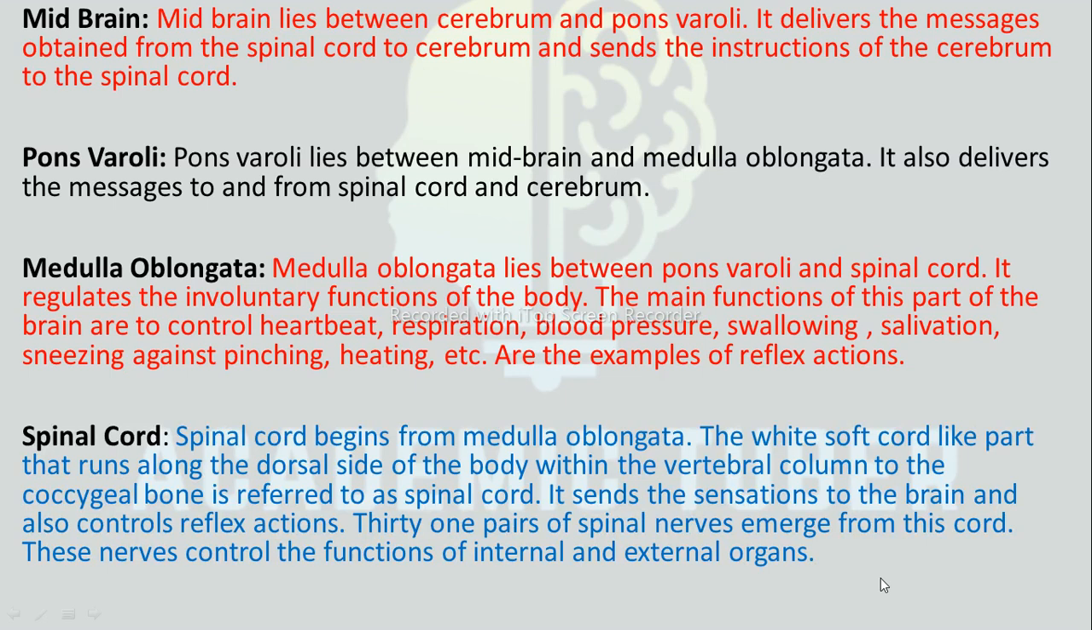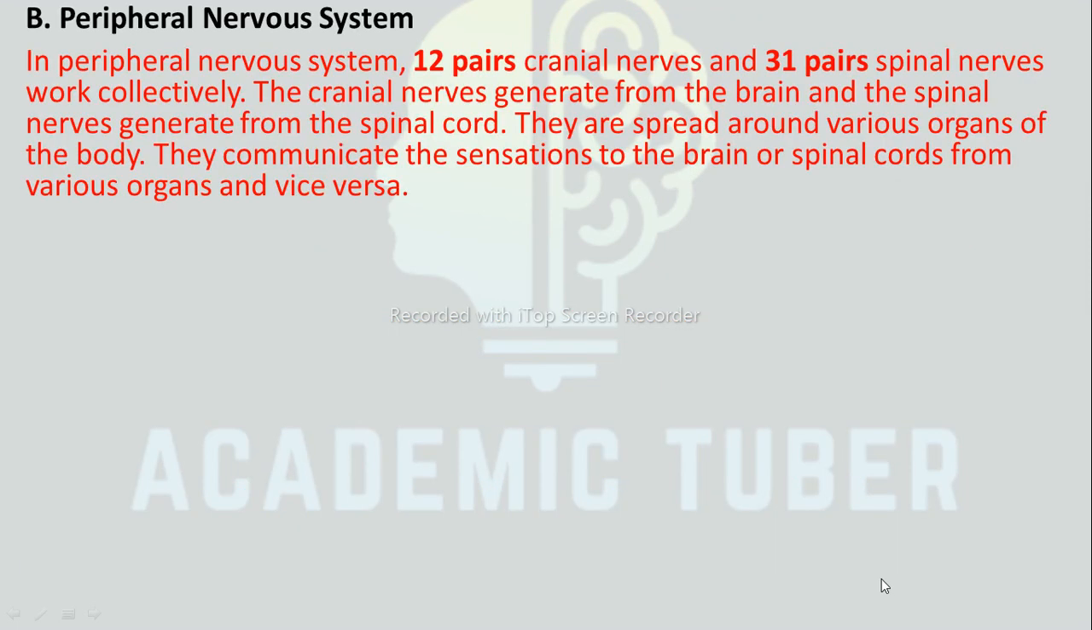Spinal cord. Spinal cord begins with medulla oblongata. The wide soft cord-like path that runs along the dorsal side of the body within the vertebral column to the coccygeal bone is referred to as spinal cord. It sends the sensation to the brain and also controls reflex action. 31 pairs of spinal nerves emerge from this cord, and these nerves control the function of internal and external organs.